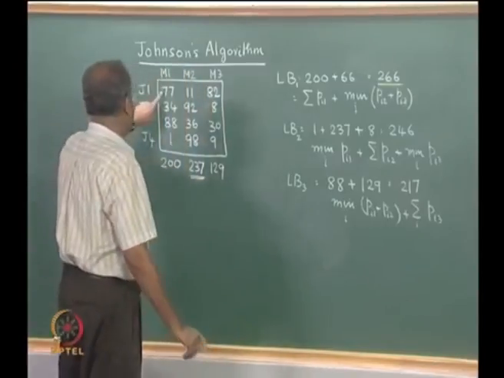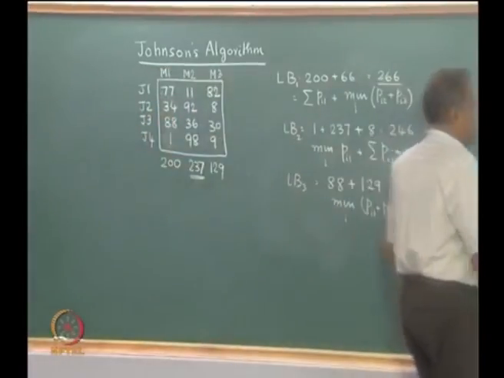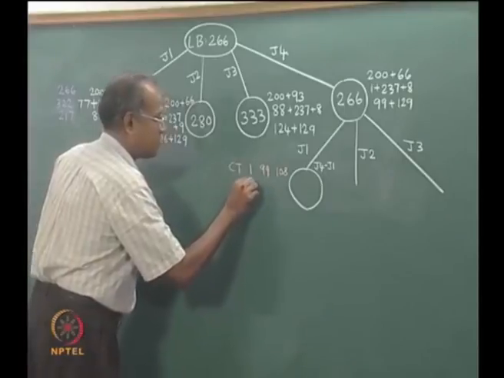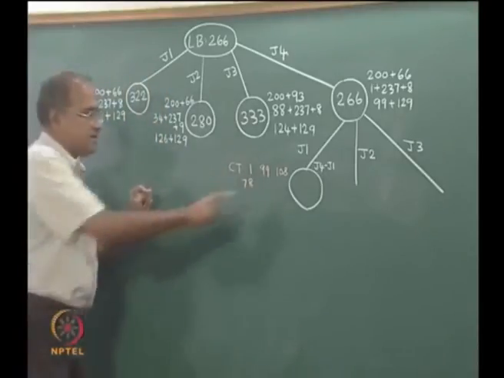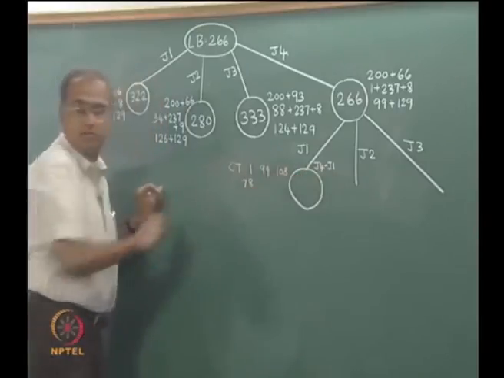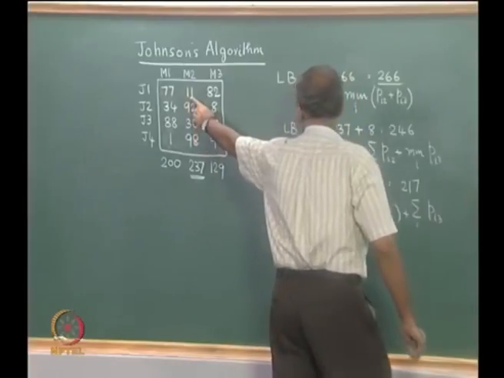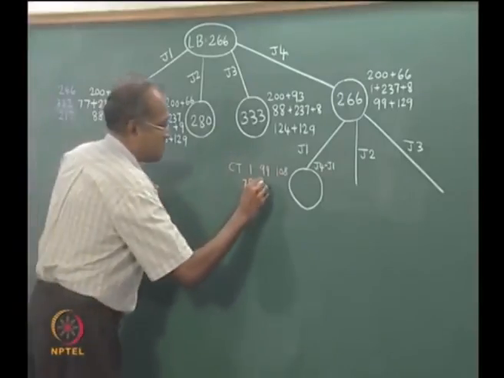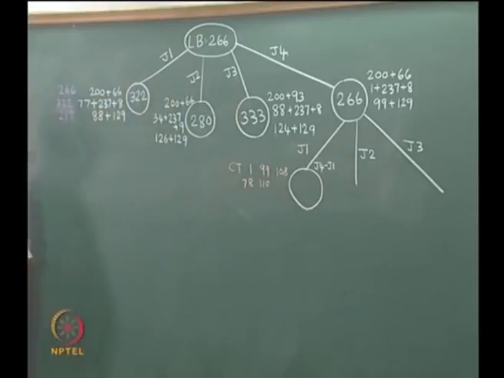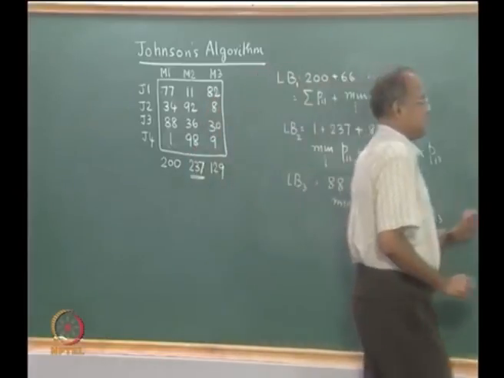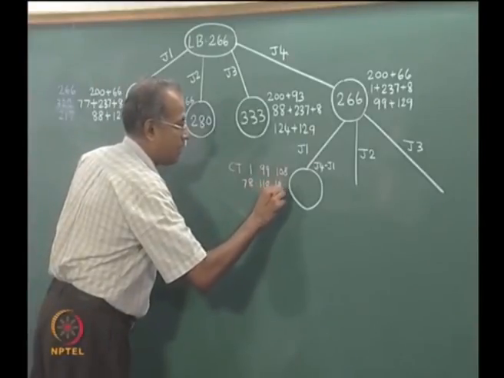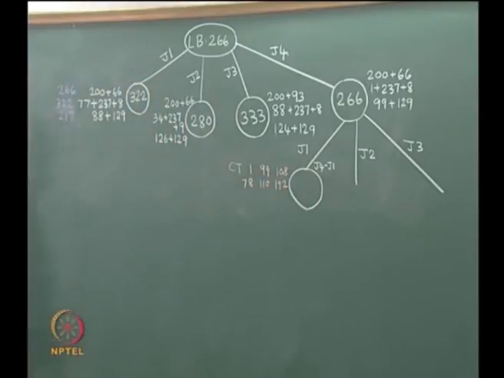Now J1 is here, so J1 starts at 1 and finishes at 78. Now we are evaluating this for the partial sequence J4, J1. Now at 99 it visits M2, takes another 11 units, so comes out at 110. So at 110 M3 is free, takes another 82 units, comes out at 192. So we keep this partial sequence with us to help us make the lower bound better.